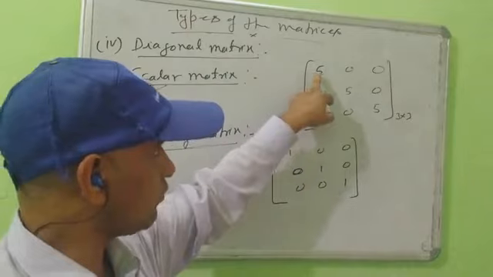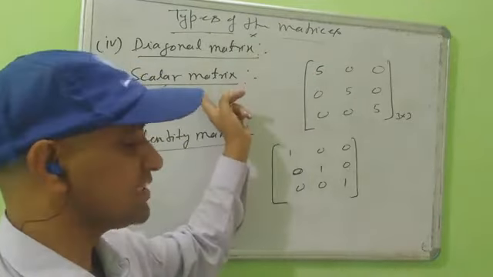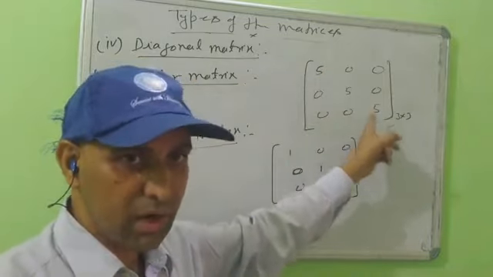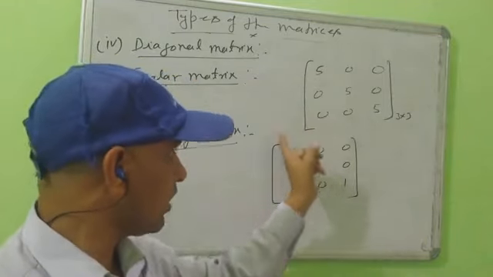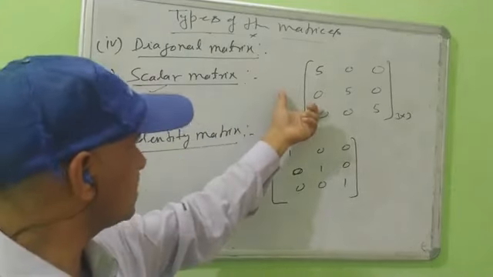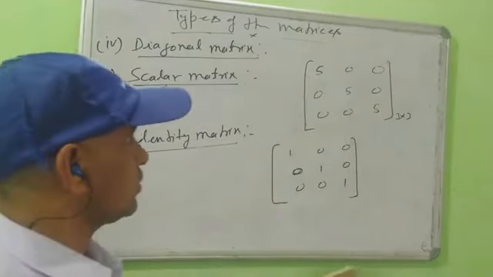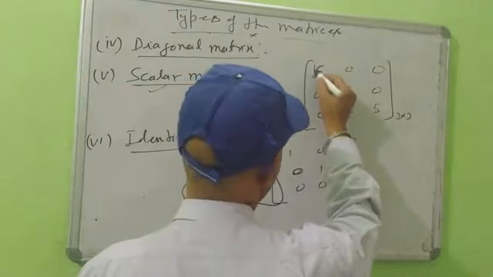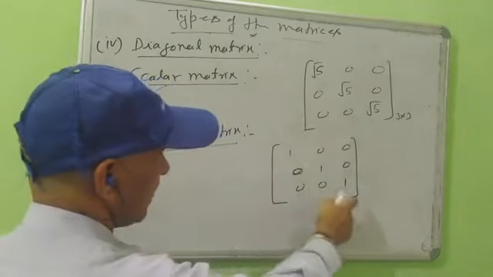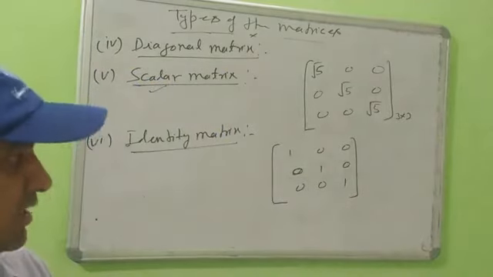Now look here. Suppose you write 4 4 4, then you can say scalar matrix. Suppose you write 5 5 5, 6 6 6, 7 7 7, except 1. Suppose you write here 1 1 1, then it is called the identity matrix. Suppose you write here root 3, root 5, root 7, this does not matter. You can write any element, but here you cannot write the unit, square root or any other number.